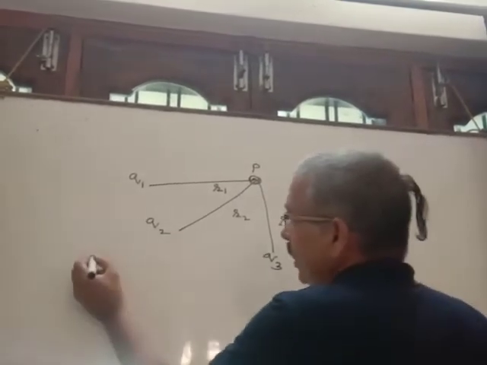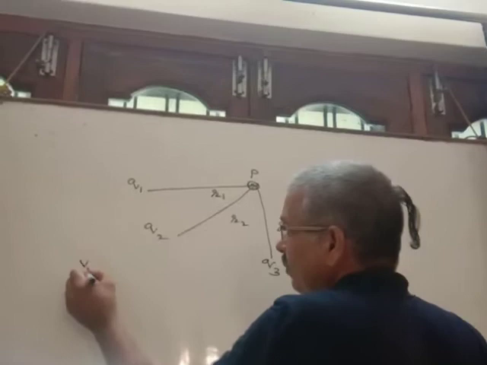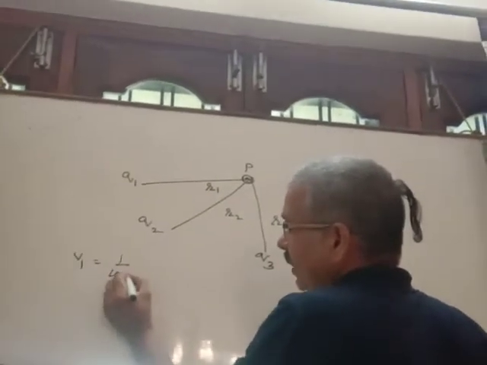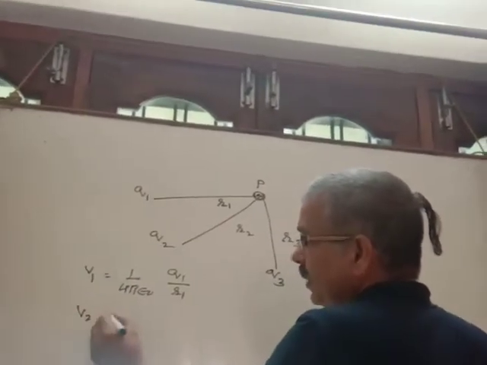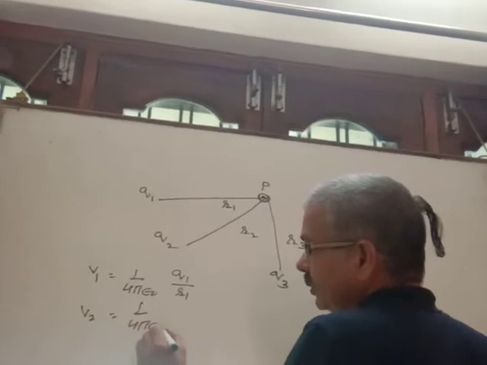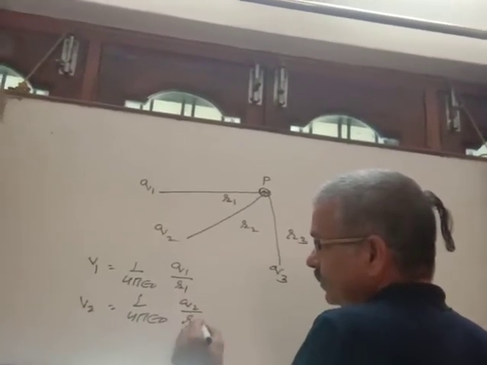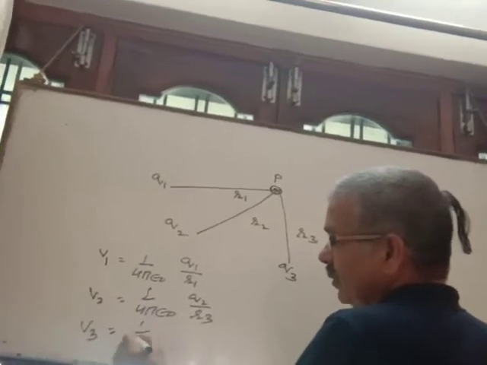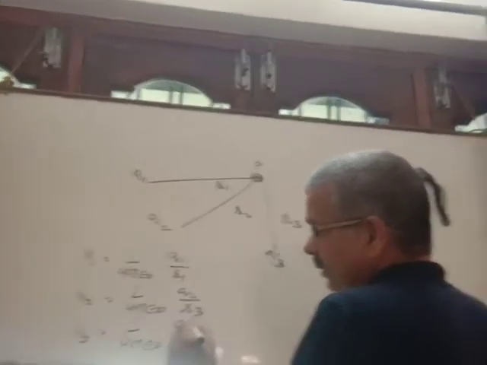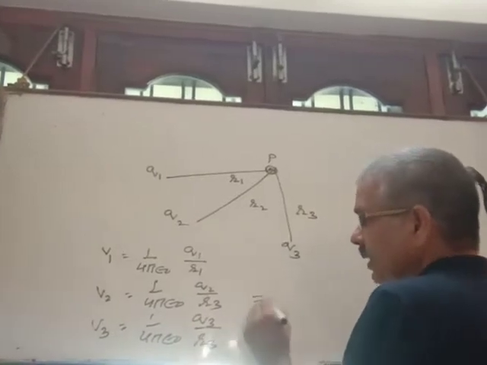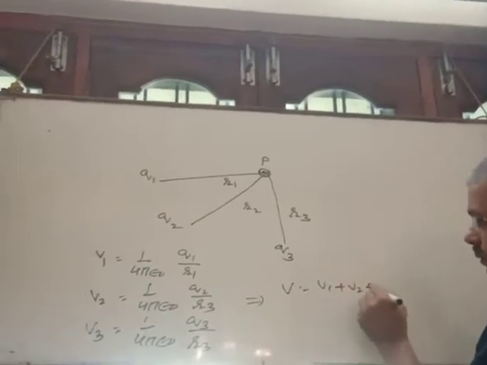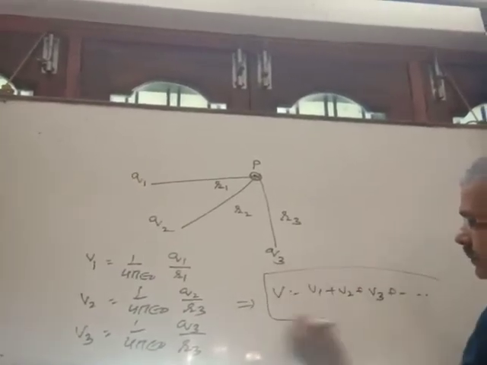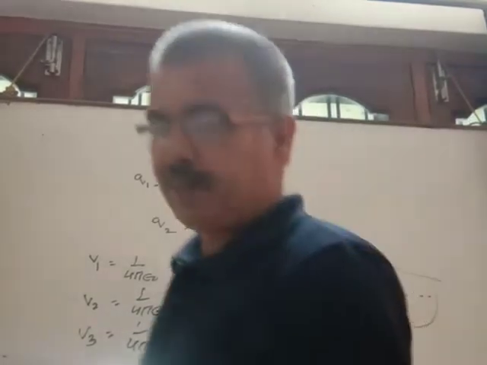So the potential at point P produced by the first charge, suppose it is V1, is equal to 1 by 4 pi epsilon 0 Q1 by R1. By the second, V2 is equal to 1 by 4 pi epsilon 0 Q2 by R2. By the third, V3 is equal to 1 upon 4 pi epsilon 0 Q3 by R3. Therefore the net potential at point P is equal to V1 plus V2 plus V3 and so on. Clear? So we can get the net potential at a certain point due to many charges.